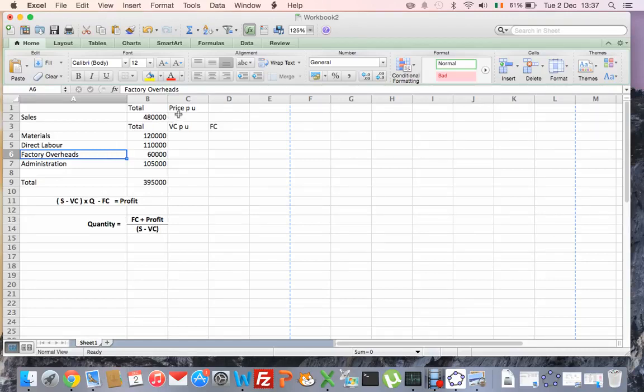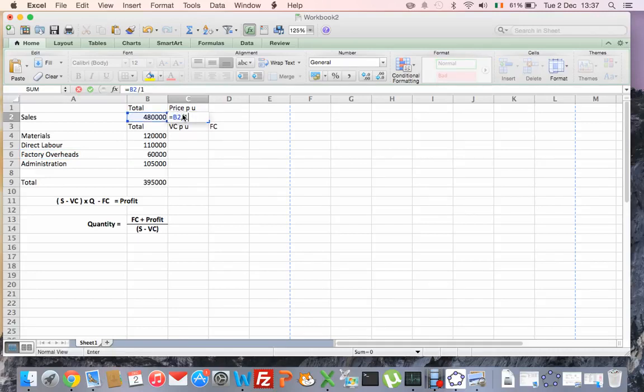So I need to work out my sales price first of all. So 480,000 divided by the 16,000 we're planning to sell, so our sales price is €30 per unit. We need to divide our costs up now into the variable and fixed elements. So it says materials, direct labour, they're variable. So 120,000 divided by 16,000 gives us our variable cost per unit, and there's no fixed costs.